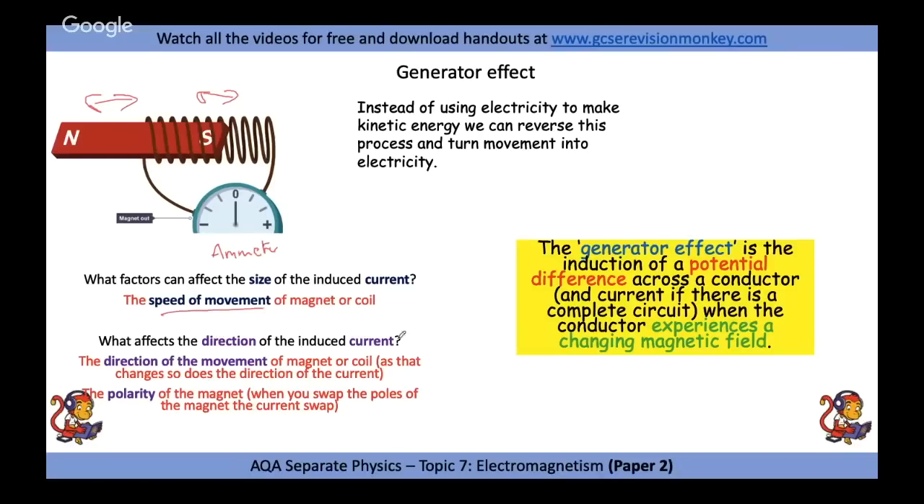What affects the direction of the induced current? Well, the direction of the movement of the magnet or coil. So as I move it in, the current will flow one way. As I pull it out, the current will flow the other way. Now, if I swap the magnet round, swap the poles around, that will also change the direction of the current.